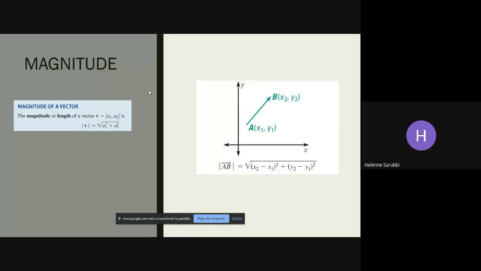So applying the Pythagorean theorem, we obtain the formula for the magnitude of a vector. On the right side, we have 2 points. In this case, we first find the components, then we square them, sum them up, and then we find the square root.